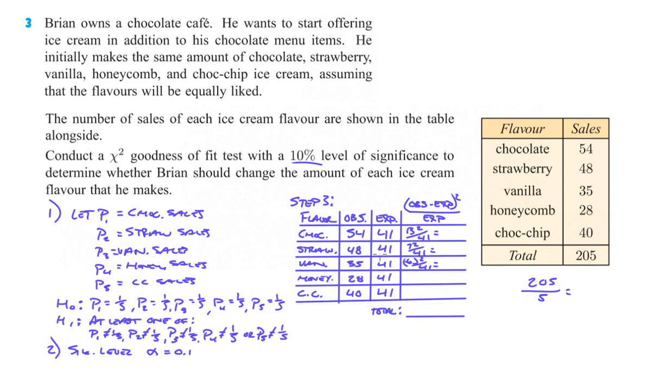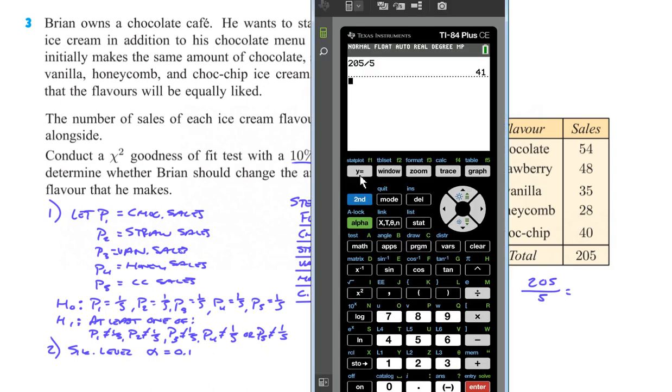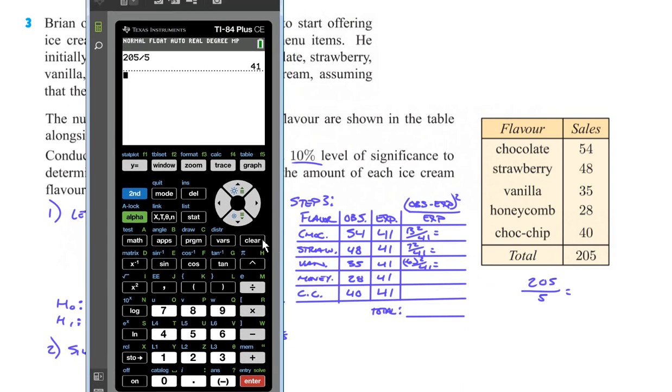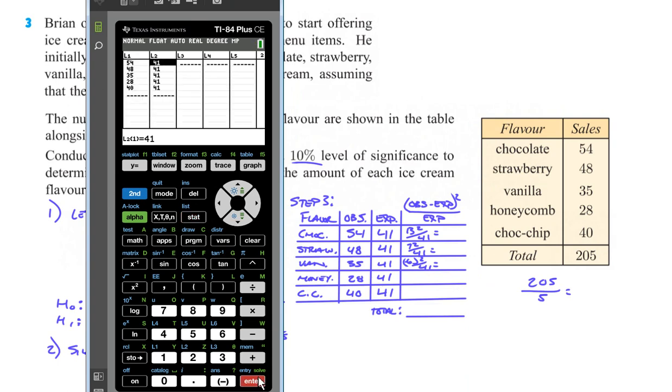But on the last one we only had a couple to do, so it was pretty easy. This one we've got 5 to do, so I'm going to suggest that we do this on our graphing calculator instead. So we're going to go into stats, and we're going to edit our 2 lists. And I went ahead and put those in already, 54, 48, 35, 28, and 40. All that there. And then all the 41s over here.